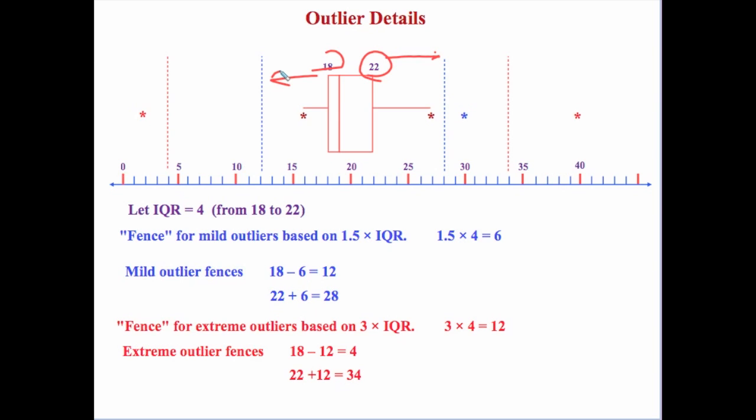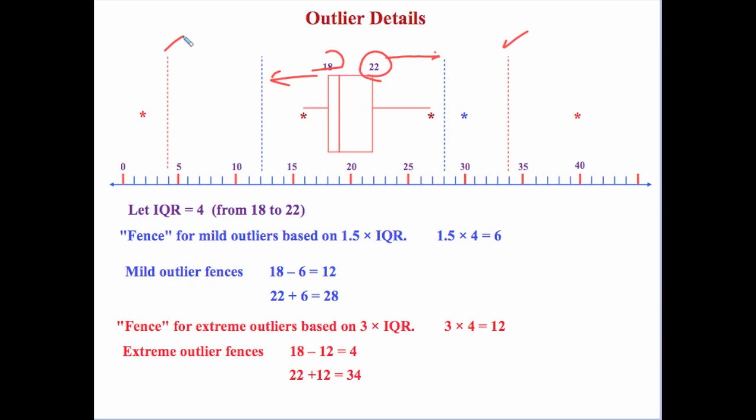Then my extreme outliers are based on 3 times the interquartile range. In this case that would be a 4, so it's 3 times 4 is 12. So for my extreme outlier fences, I'm going to start at 22 and go to the right 12, which would put me at 34. And then I would start at 18 and go to the left 12, which would put me at 4.